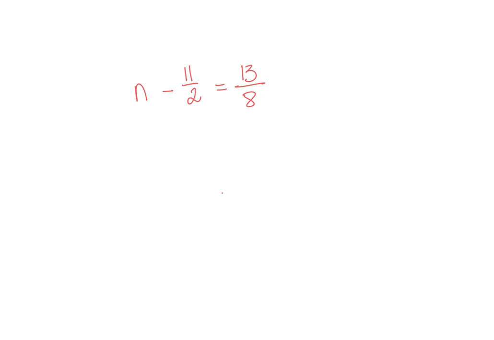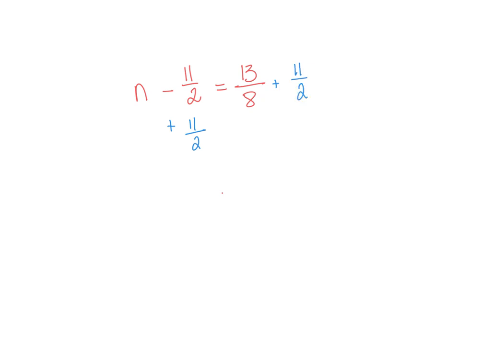So there are two ways you can solve this particular equation. The first way is you can just add the 11 halves over to the other side. And so if you do that, you're just going to take that 11 halves, always do the opposite of what it is. It's a subtraction, so you're going to use addition, and then add it to the other side.